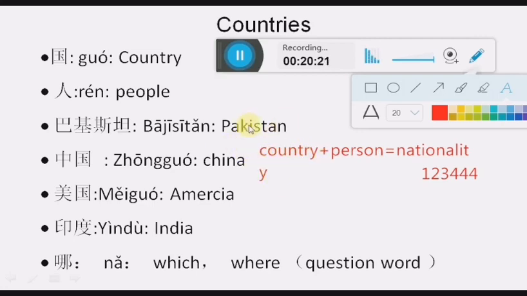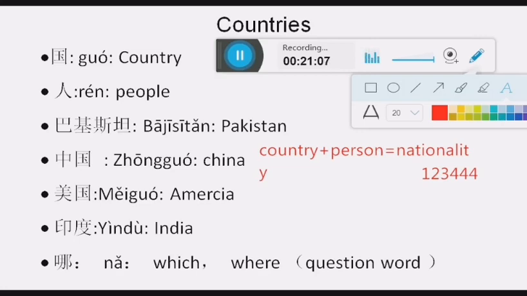Country. Pakistan. How to say Pakistan in Chinese? It's Ba ji si tan. Third tone. Ba flat tone, ji flat tone, si flat tone, now curved tone, tan. Pakistan. Zhong guo, China. How to say China in Chinese? Zhong guo.